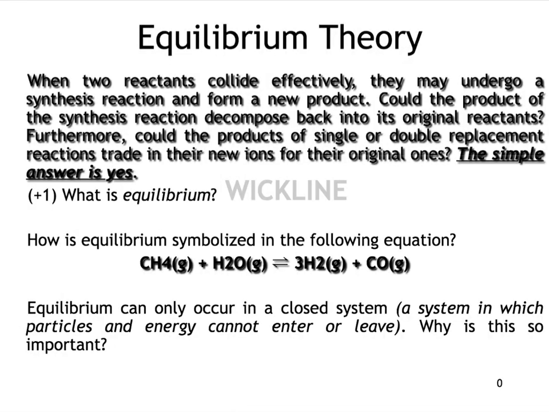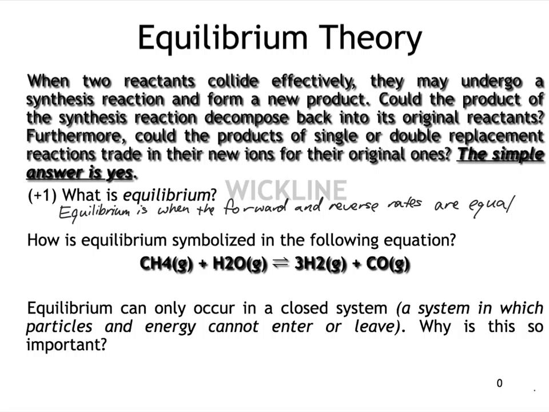Equilibrium theory is on this slide. We already know that when two reactants collide effectively, they might go through a reaction and form a new product. But could this happen in reverse? The simple answer is yes. And this relates to the concept of equilibrium. Equilibrium is when the forward and reverse rates of a process are equal.